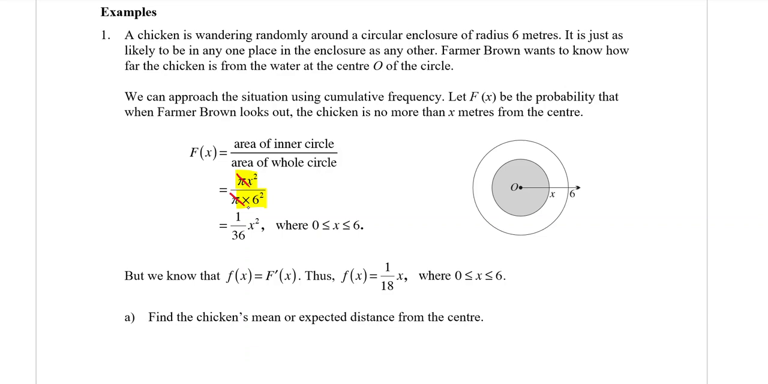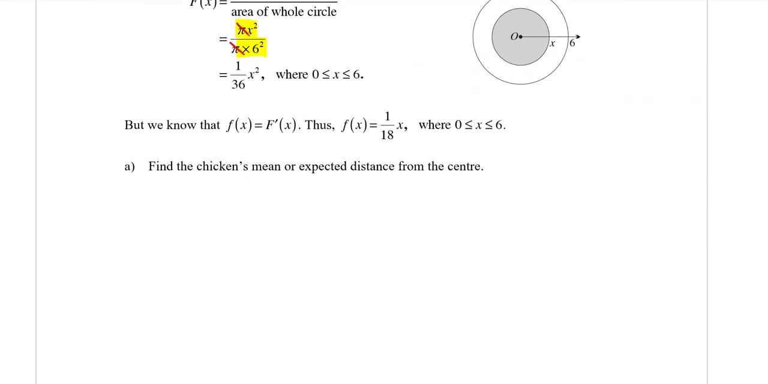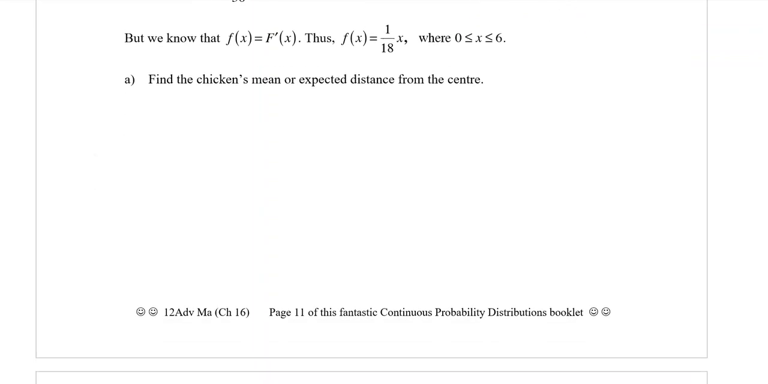Okay, part A, we finally have to do something here. Find the chicken's mean or expected distance from the center. So in the theory that I just went through, I told you that the mean or the expected value of x, they're the same thing, is the integral, this is the formula, between a and b of x times f of x with respect to x. That's the formula, if you like to remember it as a formula.